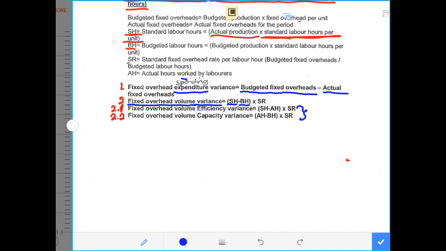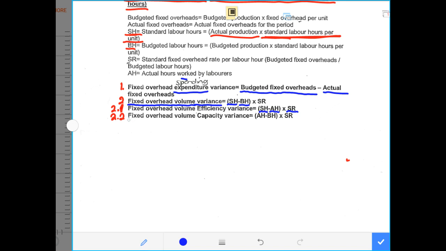Sometimes they require you to do such. Therefore, that will be the fixed overhead volume efficiency variance, where we calculate the efficiency with regard to our fixed overhead cost. That will be standard hours minus actual hours times the standard rate. Then that will be the fixed overhead volume efficiency variance.